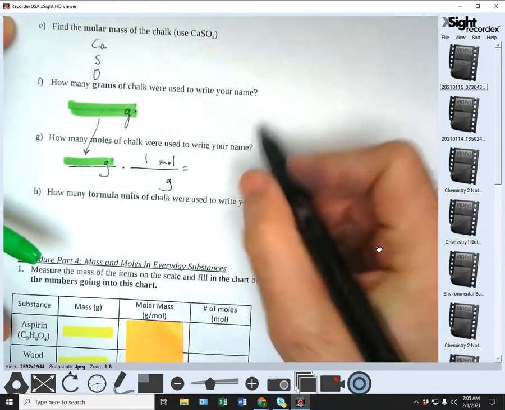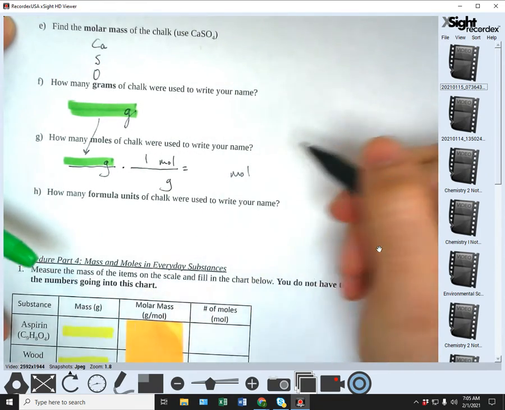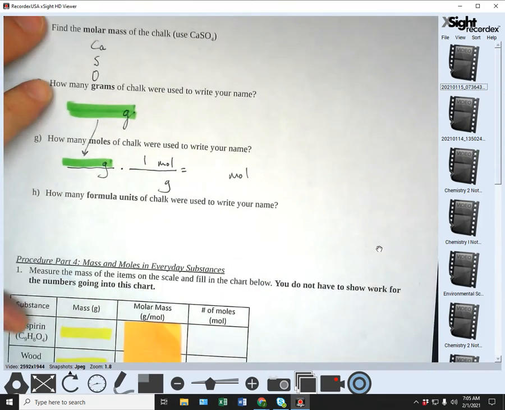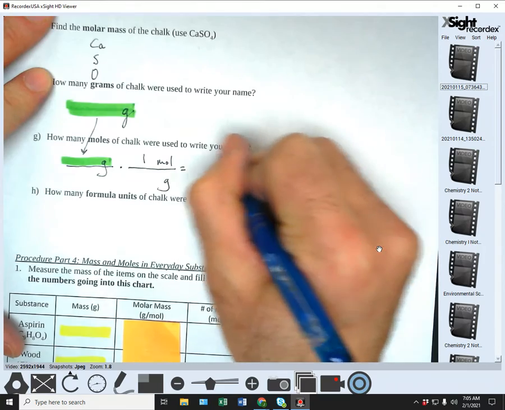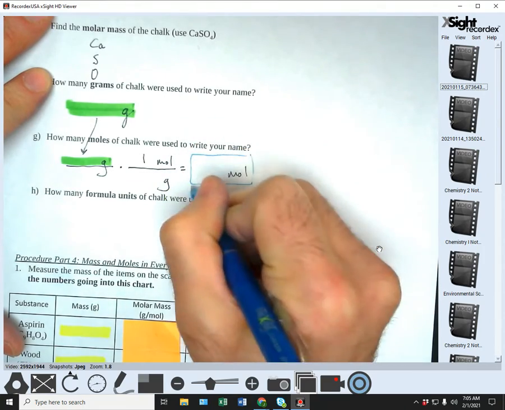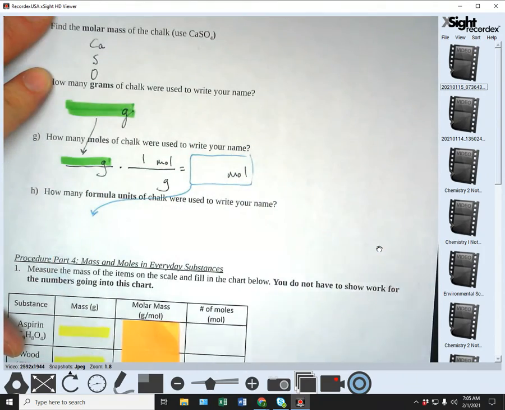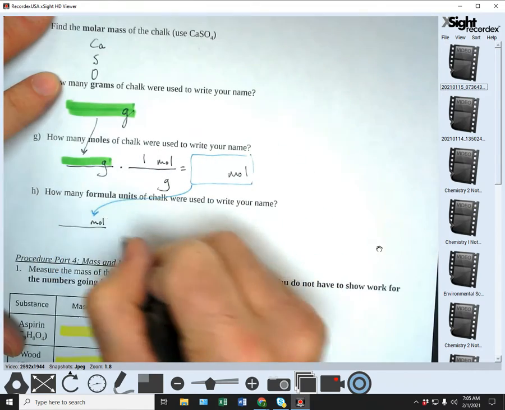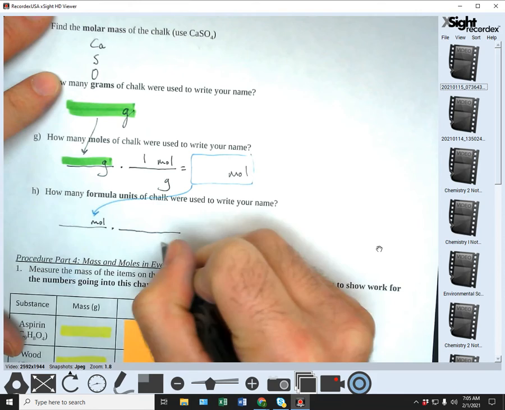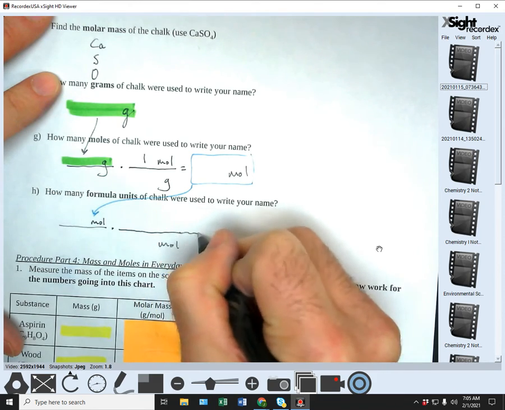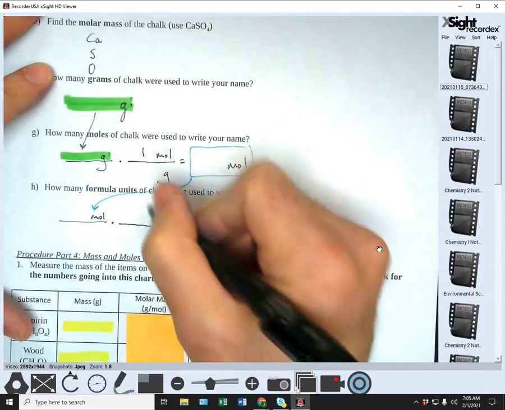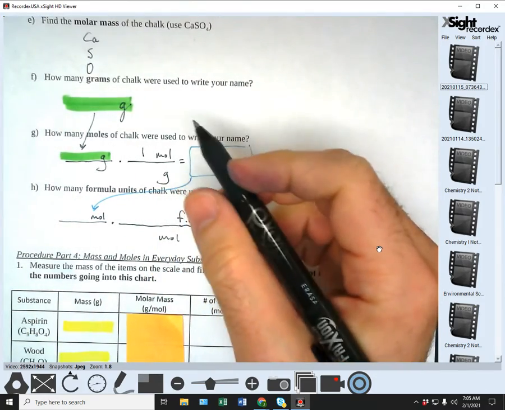And you're going to find the moles of chalk. How many formula units of chalk? Well, same thing. Formula units is just another particle label. So you're going to take moles from there, and you're going to convert moles to formula units. Right? This is the same conversion we use for the molecules.